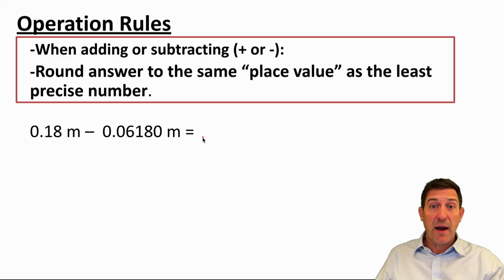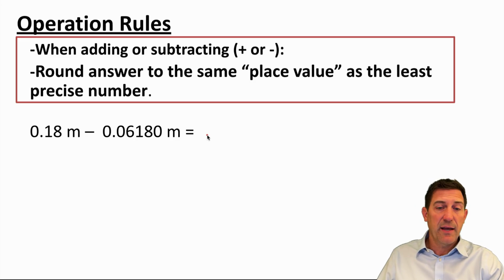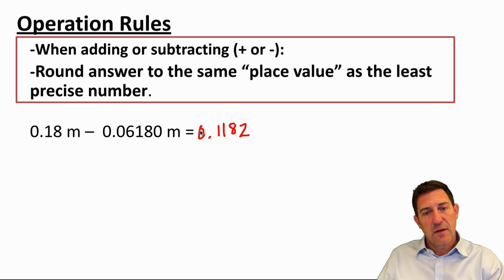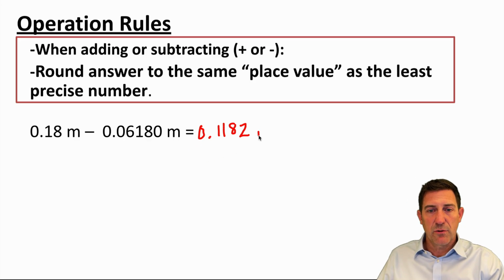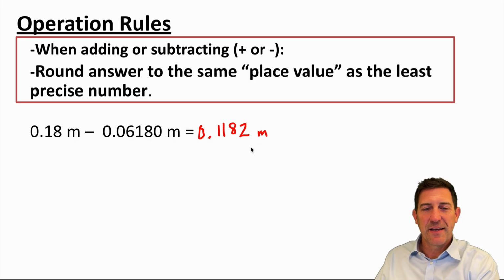I'm looking at my calculator over here, so I just plugged it in, and I got 0.1182. Now, technically, I'm showing a 0 out front there because that's a placeholder. It's not a significant digit, but it's a placeholder. So I have 0.1182. Forgive the poor handwriting.